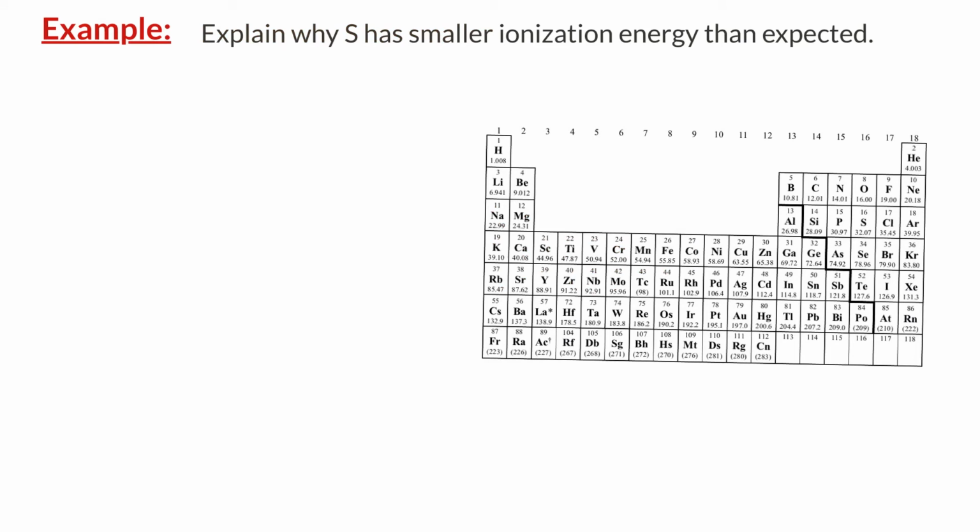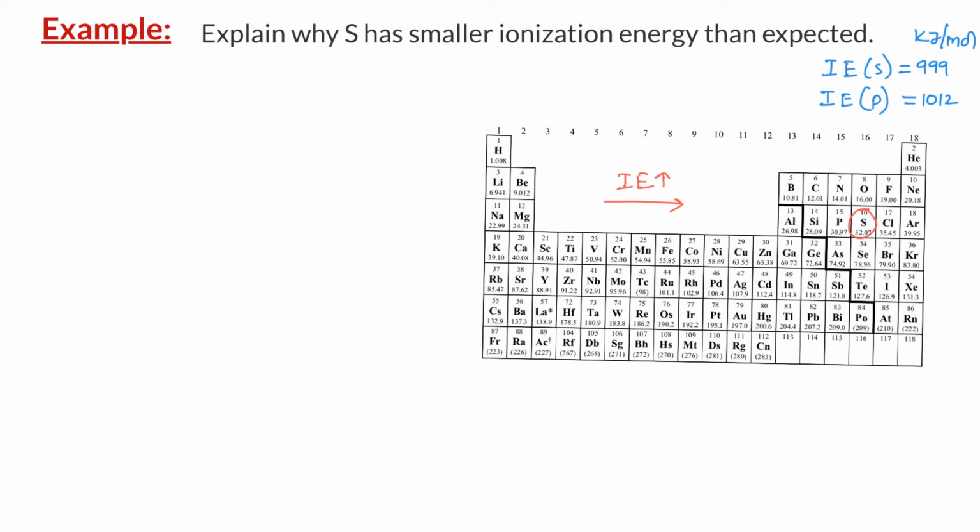Explain why sulfur has smaller ionization energy than expected. Let us first locate sulfur on the periodic table. It is in group 6 and period 3. Ionization energy increases across a period from left to right. However, the ionization energy of sulfur is lower than that of phosphorus. Anytime we see a break in the trend, it is helpful to look at the electronic configuration to explain why there is a break.